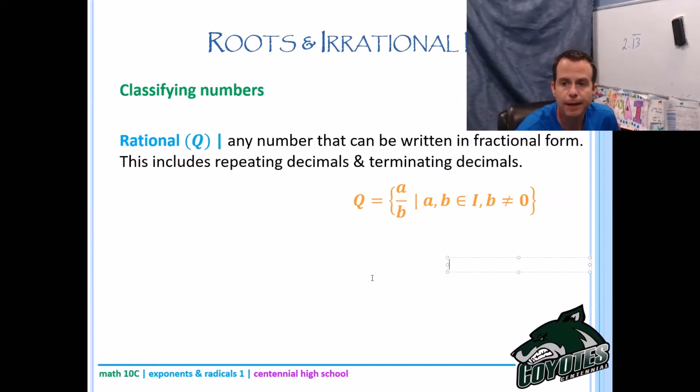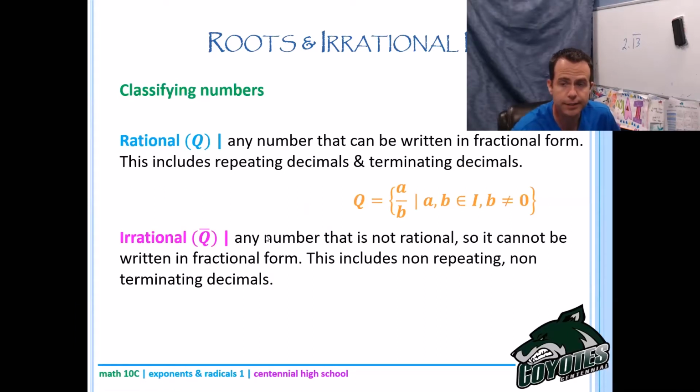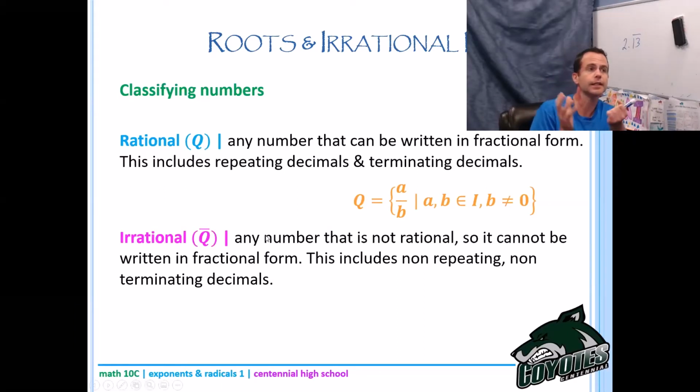Okay, the next family is irrational. Now, essentially, irrational is anything that's not rational, okay? So there are two things I'm going to say here, and you need to be comfortable repeating these two things back to me. Non-terminating, non-repeating, okay? Non-terminating means it doesn't end. Non-repeating means there's no pattern there. There's no repeating pattern here, okay?